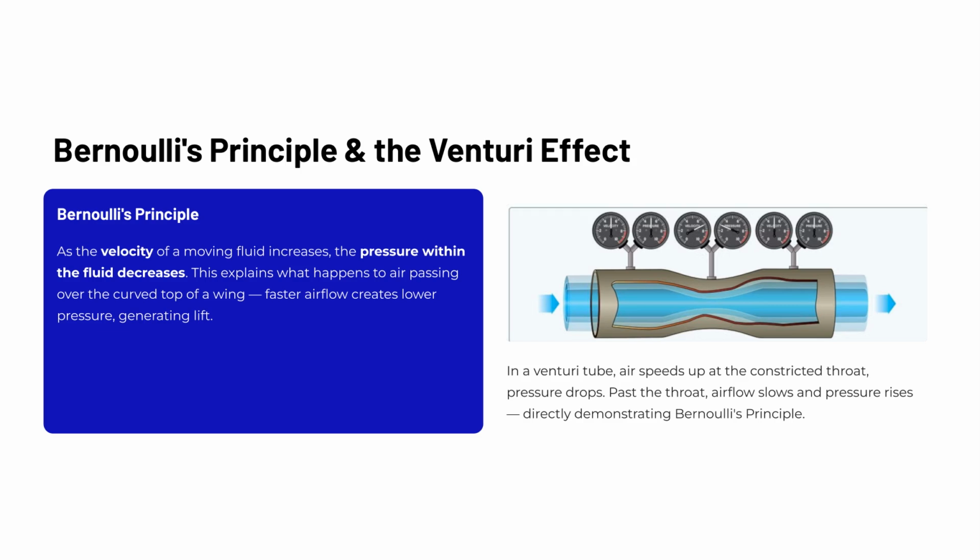The venturi tube gives us a clean, controlled demonstration of this same principle. As air enters the narrowed throat of the tube, it speeds up, just like water moving faster through a pinched hose. That increase in speed causes a measurable drop in pressure right at the throat. Once the airflow passes through and the tube widens again, velocity decreases and pressure recovers. This cycle of constriction, acceleration, pressure drop, expansion, and pressure recovery is Bernoulli's principle in action, and it appears throughout aircraft systems, from carburetors to airspeed indicators.